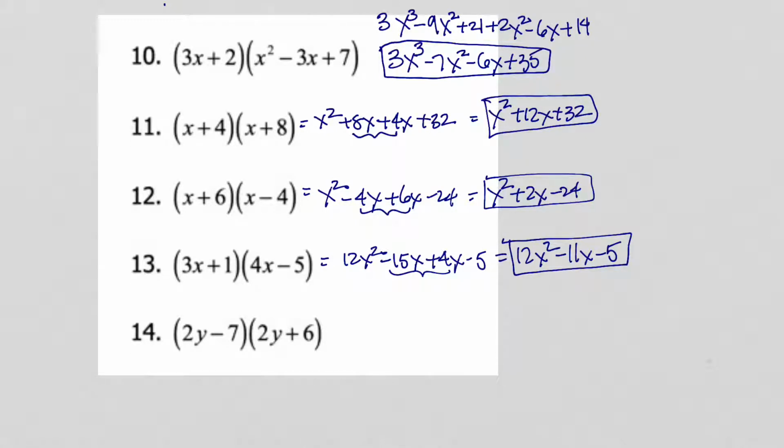And in 14, the first and the first, 2y times 2y is 4y squared. And then the outer product, 2y times 6 is 12y. Then go to the inner, right? We've done the first and the first. We've done the outer product. Go to the inner product now. Negative 7 times 2y is minus 14y. And then the last and the last, negative 42. So what we'll get out of this then is 4y squared. These combine, 12y's minus 14y's is minus 2y's, and then that minus 42.